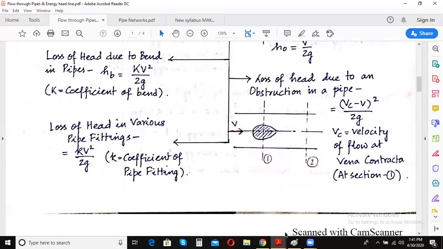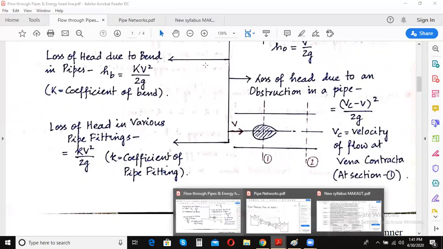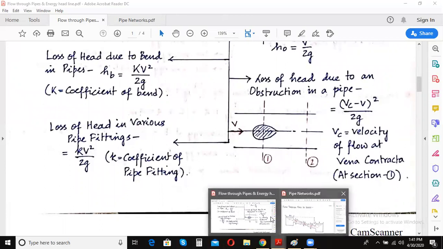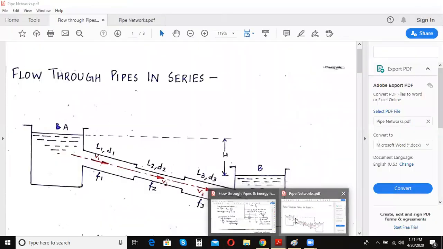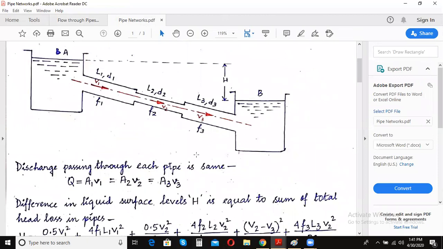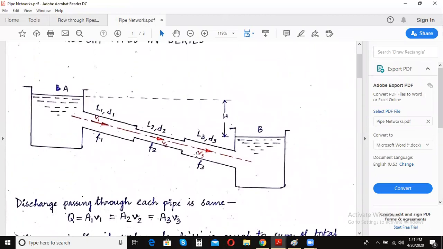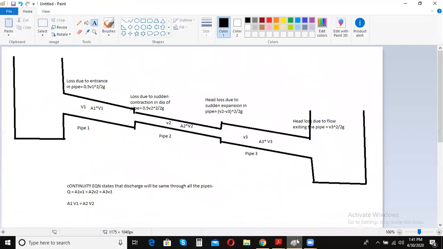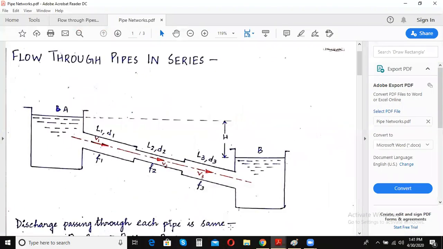Now from here, by using these conditions, we have to calculate the loss of head that is occurring in this pipe system. Now let me show you a diagram. This is a very rough representation of what I had shown you here. This is the same thing.